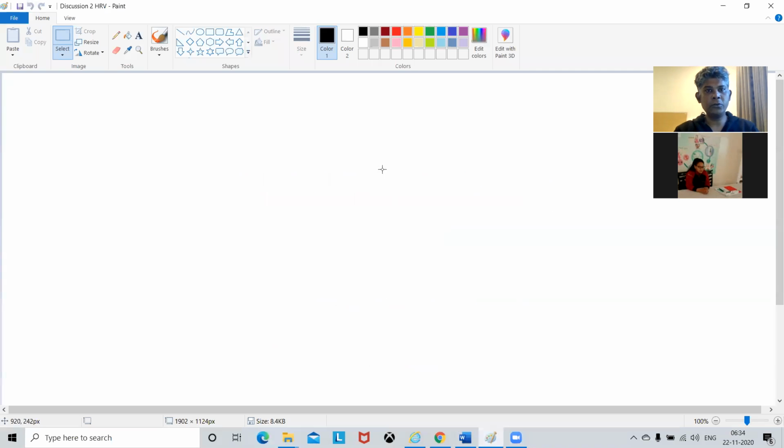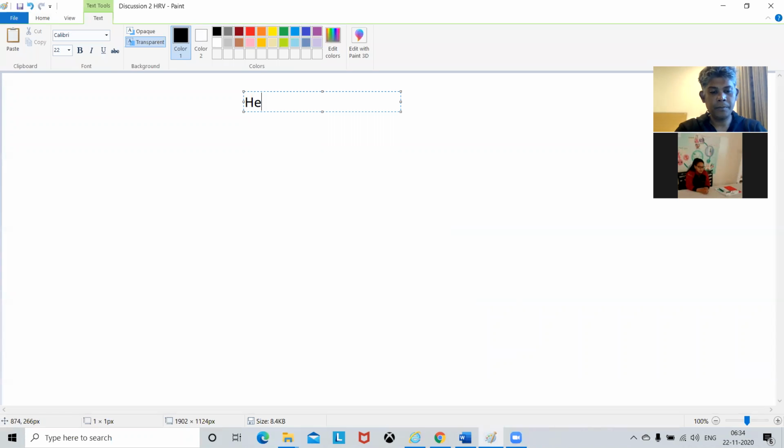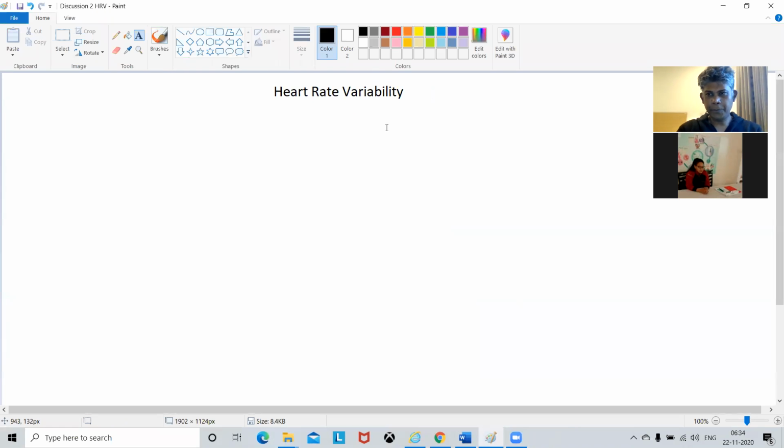So what we are going to do is start with heart rate variability. In the first session, what we saw was just the variation of the heart rate from one window to another window. We'll now look into the heart rate variability as a whole.